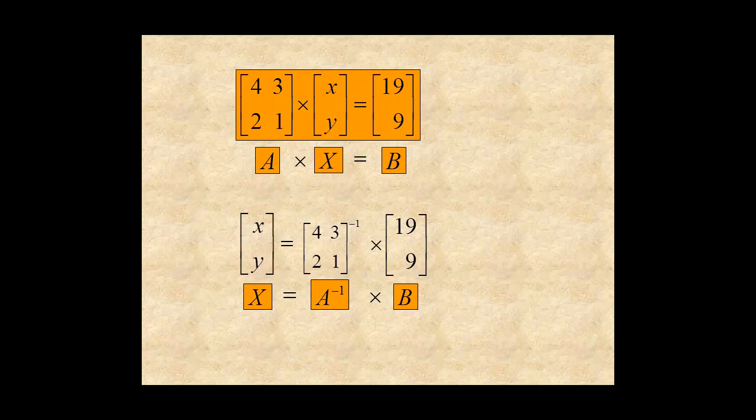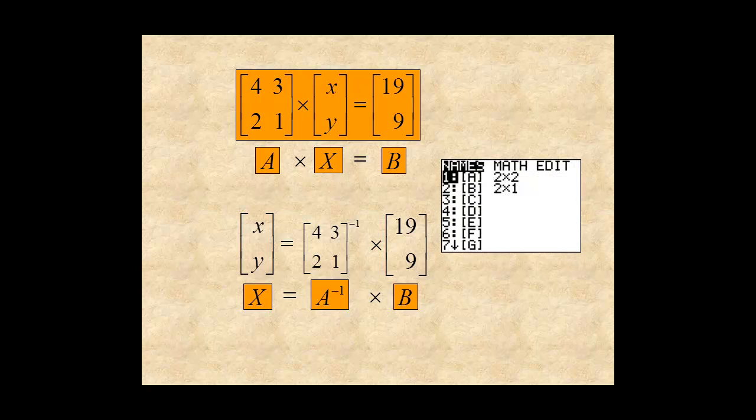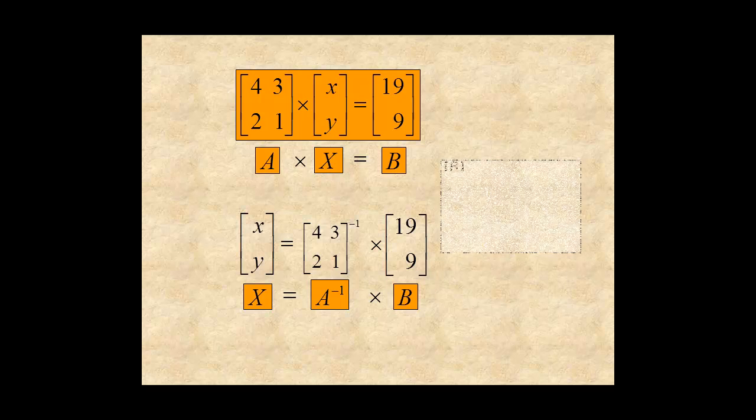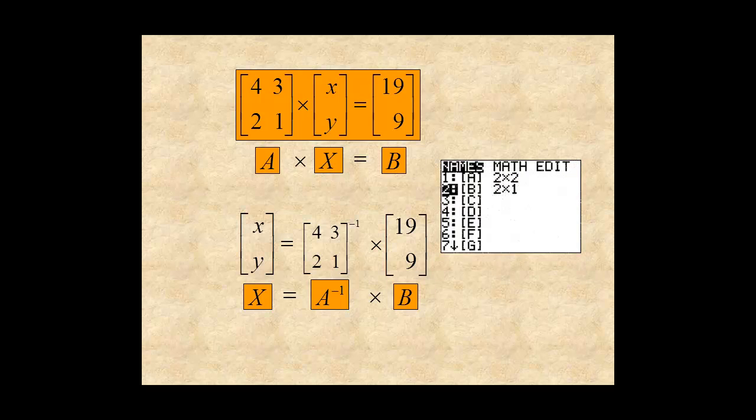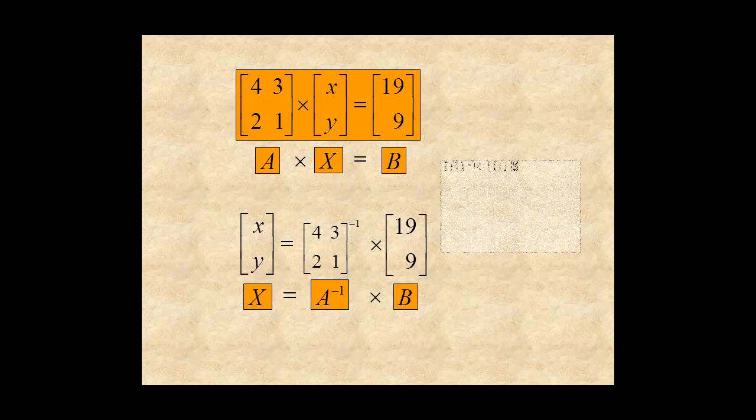Now remember, the solution to the matrix equation is the inverse of the coefficient matrix times the constant matrix. So go back to the matrix menu for the name of matrix A. Press the Enter key to paste the name of matrix A to the main screen. Then press the X to the -1 key, followed by the multiplication operator. Then go back to the matrix menu for the name of matrix B. Press Enter to paste the name of matrix B to the main screen.